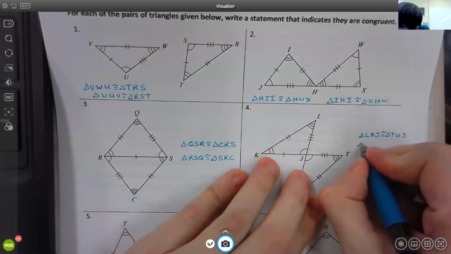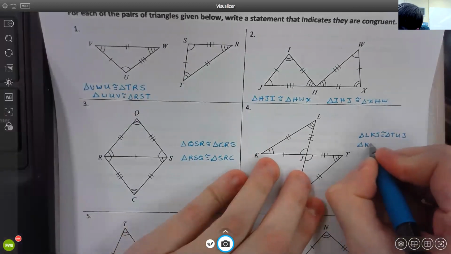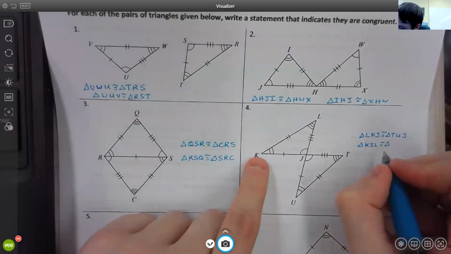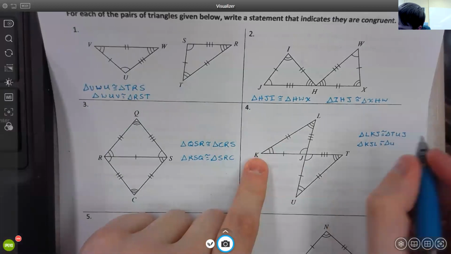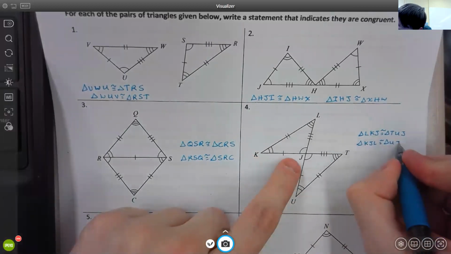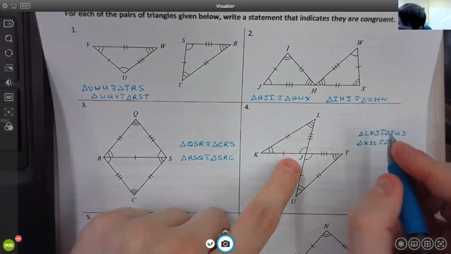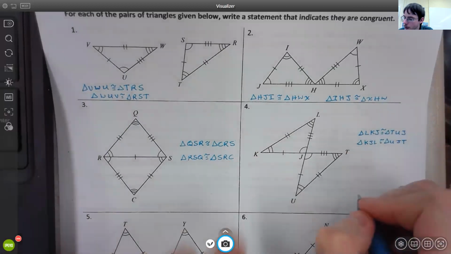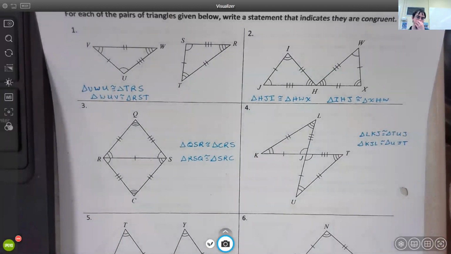Another one we could do, KJL is congruent to K has 2, U has 2, J has 1 on both ends because it's vertical, and then L matches up with T. Okay, so make sure you pay attention to the diagrams that you have.